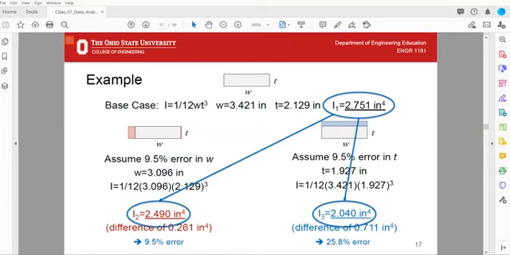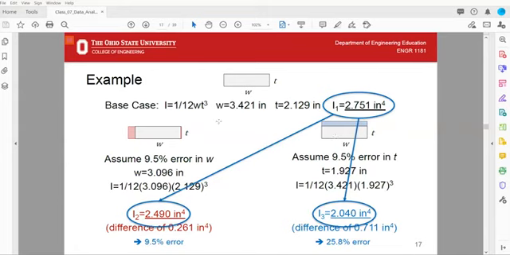If you do that for the base case, it will give you the result for the moment of inertia. Let's now assume that we make around a 10%, like 9.5%, error in measuring the width. So instead of having the width 3.4, we measure it as 3.096. And assuming we also make the same error in our instrument, which measures less, instead of measuring the thickness as 2.129, it's measured 9.5% less than the true thickness. So that's 1.927.